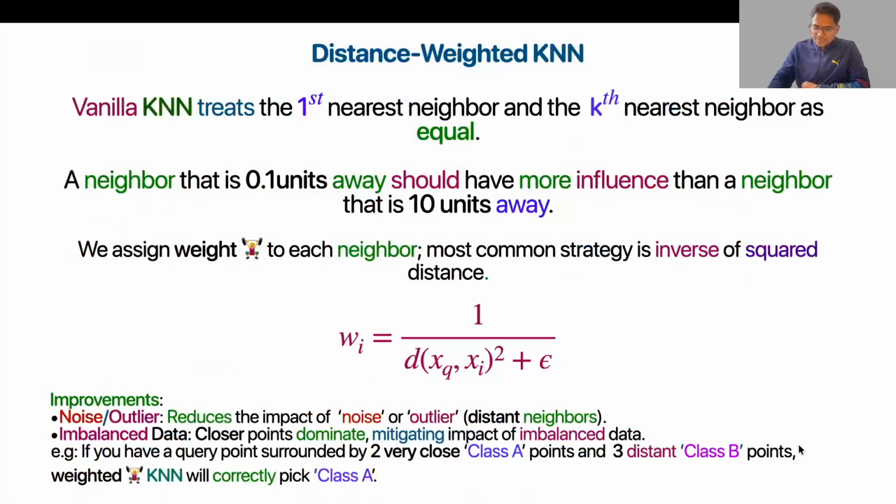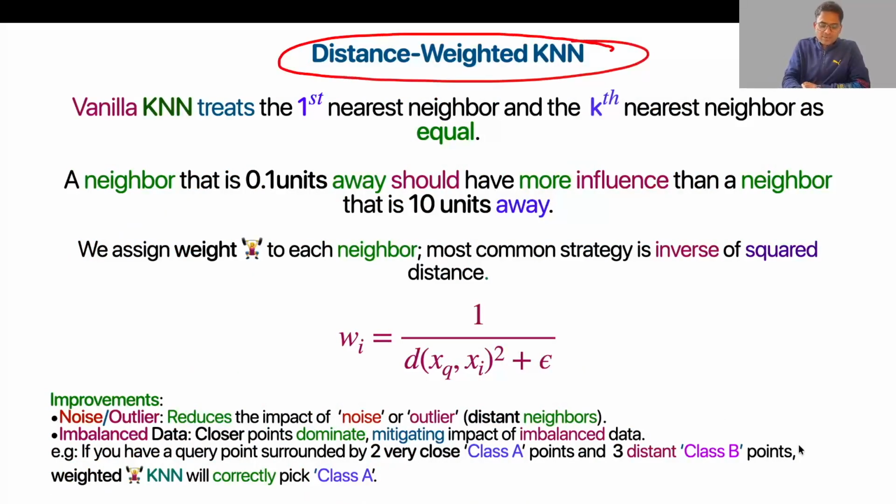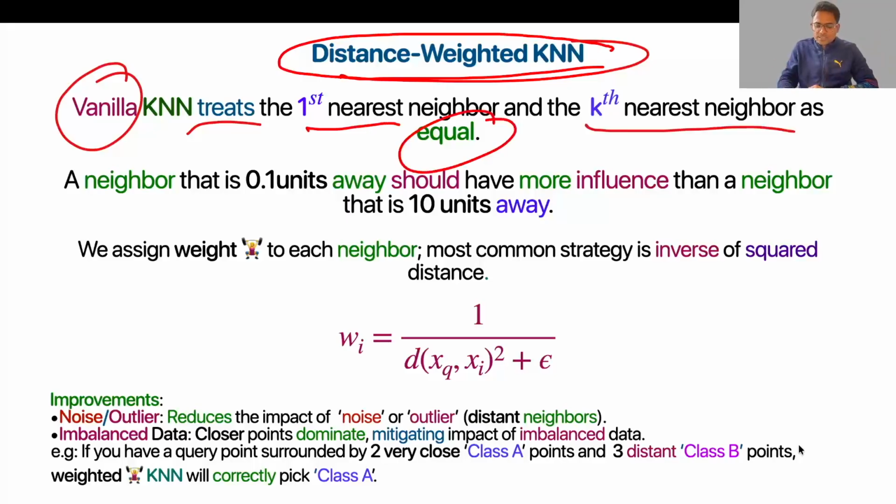Okay, let's continue. The other optimization that we do is distance-weighted KNN. The vanilla or naive KNN treats the first nearest neighbor and the kth nearest neighbor as equal. All the nearest neighbors are the same for me, because we just need the count, like k equal to 5 or 10, whatever number of nearest neighbors we want to find. That's what a simple or naive KNN does.